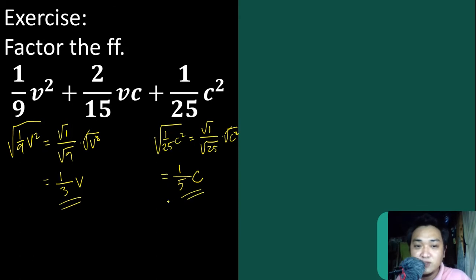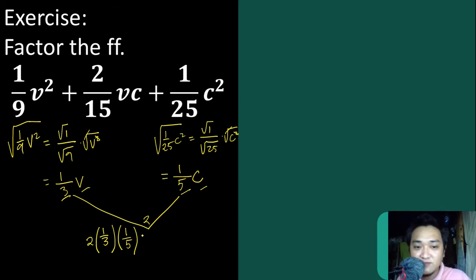Now that we have the square roots, gagawin natin, i-multiply natin to lahat sila times 2. That is also the same as 2 times ito 1/3 v times ito 1/5 c or 1/5 c times ito at saka ito v c. So what do you think is the product?